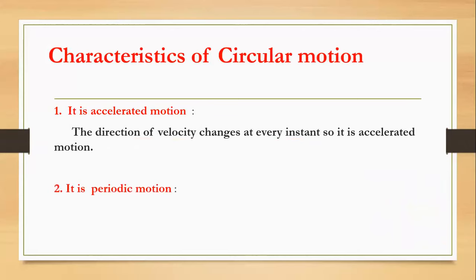Now, the second characteristic is that it is periodic motion. What is periodic? Periodic means which is repeating itself after an equal interval of time is called periodic.